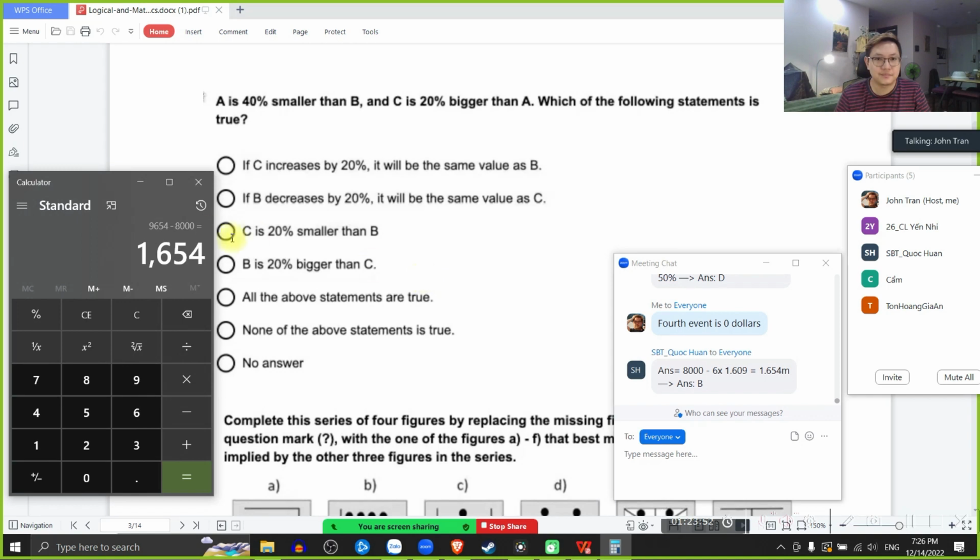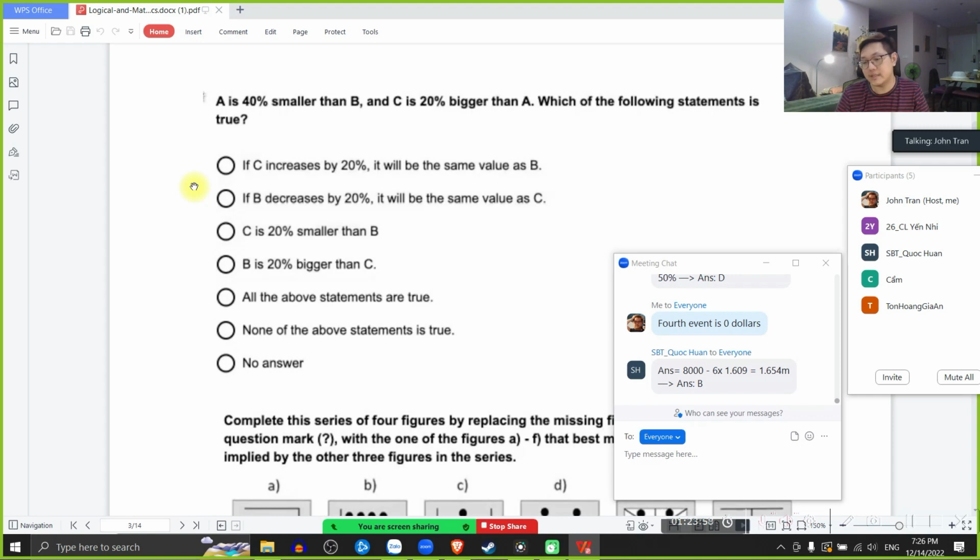Right, let's try this one now. Cái câu này nó tricky nữa nè. This is a tricky question. Mấy cái câu mà có phần trăm á, mình khuyên các bạn là nên chọn một cái con số cụ thể nào đó ra để nó dễ tính. For this kind of question that involves percentage only, try to pick a random number so it's easier to do calculation, okay? A is 40% smaller than B and C is 20% bigger than A. Nếu cái A nhỏ hơn cái B là 40% và cái C bự hơn cái A là 20% thì những câu nào sau đây là đúng?